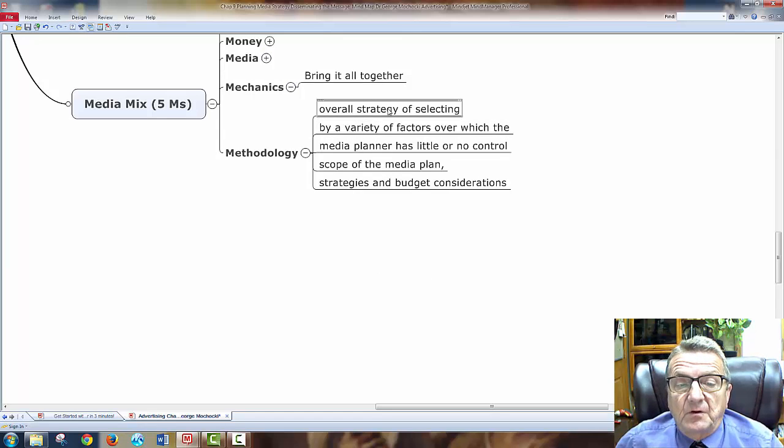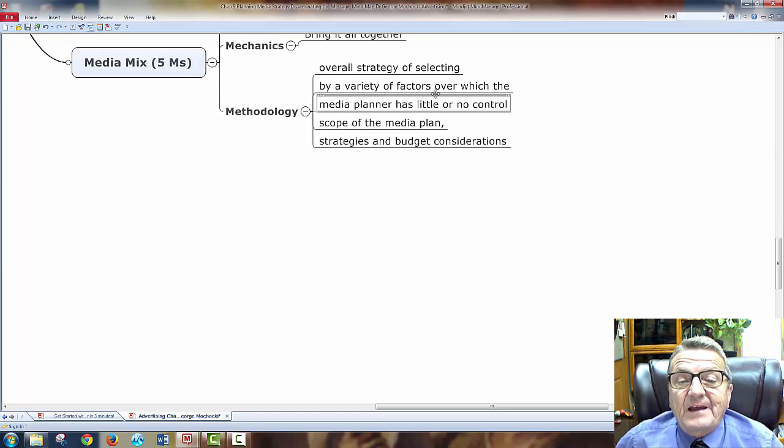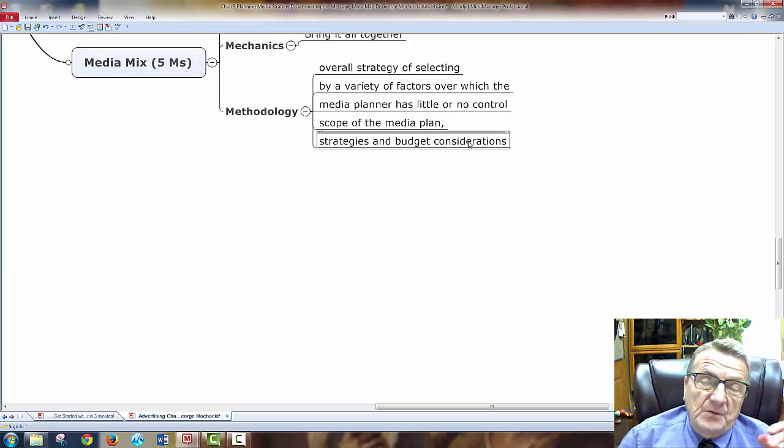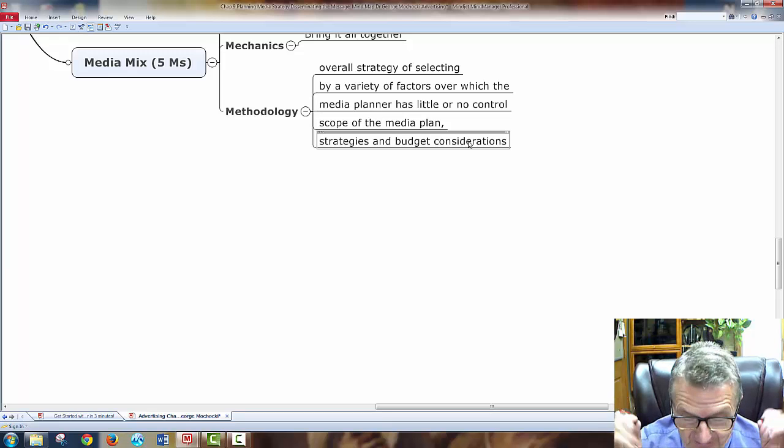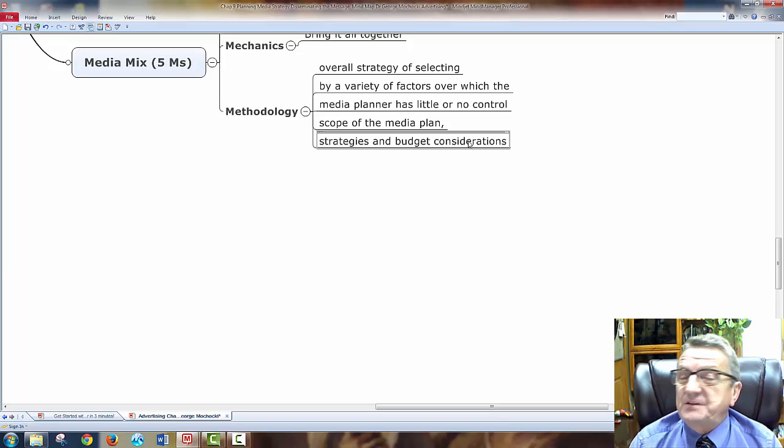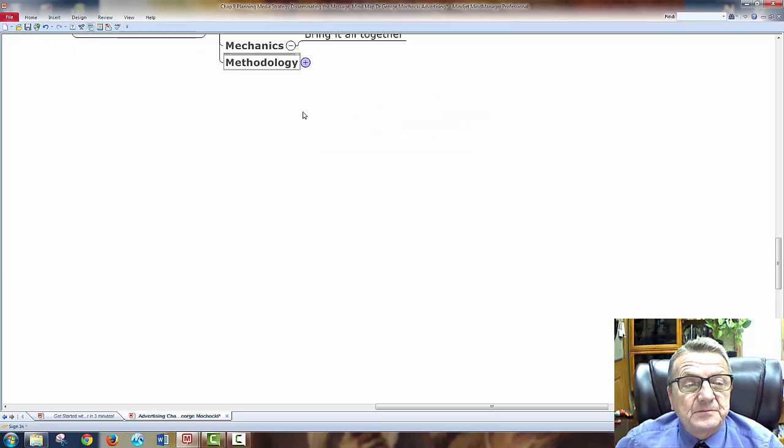The methodology is the overall strategy, selected by a variety of factors over which the media planner has little or no control: scope of the media, strategy, budget. Remember, I'm sending out the message. I'm sending out, like, come to my wedding, and I'm sending everyone an invite. And some people will come, some will see it, some will toss it, some will not. So I have some control of the message. I control the message, I package it, but how it's interpreted, I may not have all that control. So I have to have a different way of explaining if something is controversial, or I'm always monitoring it. Okay, so that's my methodology.